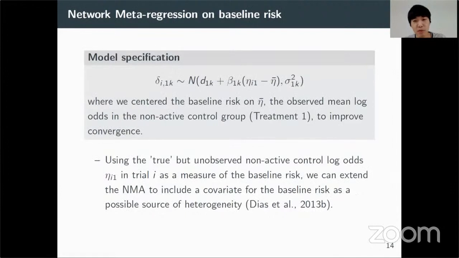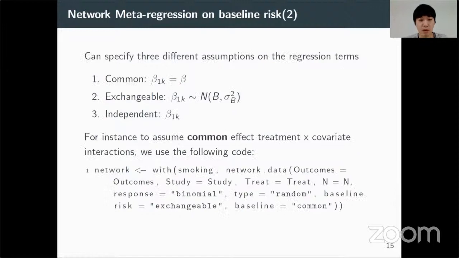So another model that we have added is we can use baseline risk as a meta-regression, similar to how we include the covariate information. So by adding this baseline risk as meta-regression, we can explain possible sources of heterogeneity. There are 3 different assumptions we can make: common, exchangeable, and independent. And if the user wants to assume a common effect, treatment and covariate interaction, then the user can simply add this parameter baseline and set it equal to common, and it will fit this model.